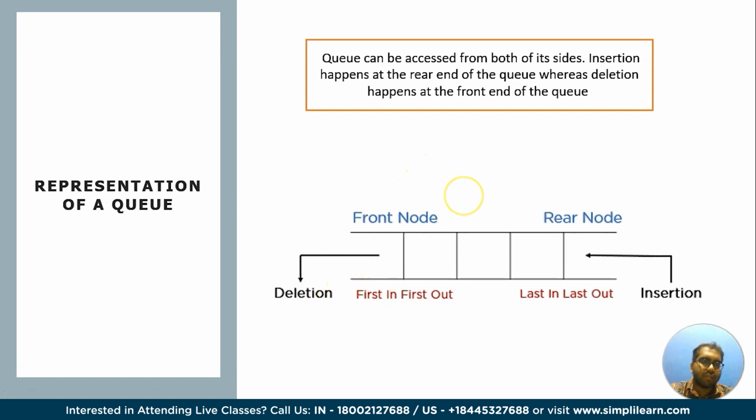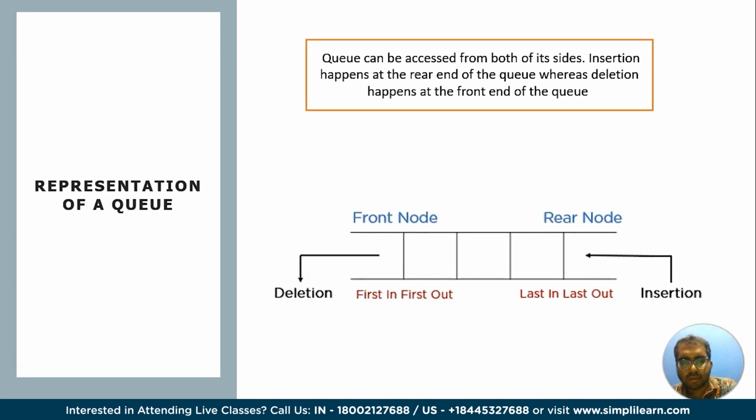As the queue says, insertion happens at the rear end, which is this. So let's say an element is inserted here, and whenever the next element is added to this queue, let's say I have inserted a value 1, and another element 2 is added to this queue. Then 1 will move ahead and 2 will be added at the rear end of the queue, and similarly it will move forward until the front node.